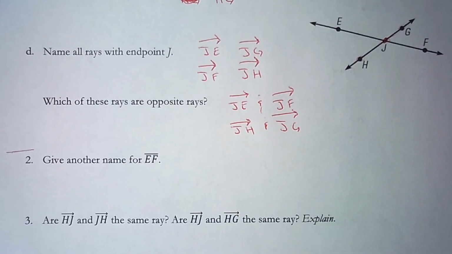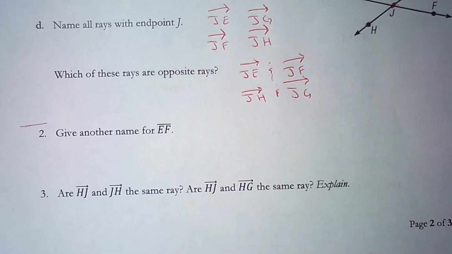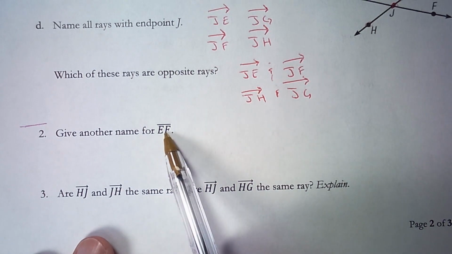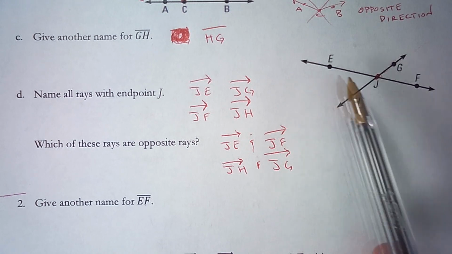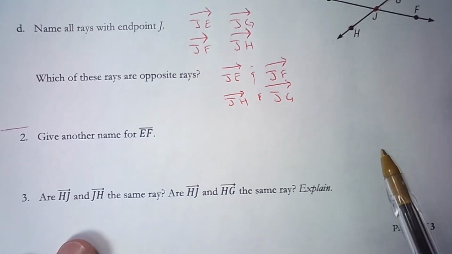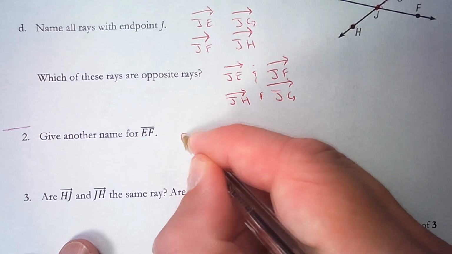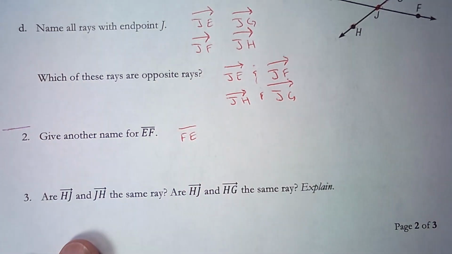Okay? Now we are going to continue in our 1.1 notes where we left off in our last video. Give another name for segment EF. So that's this picture up here. When you are renaming a segment, the only way to rename it is to turn the letters around. Segment FE.